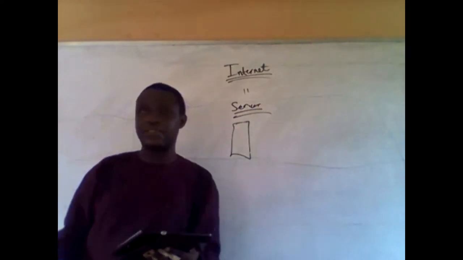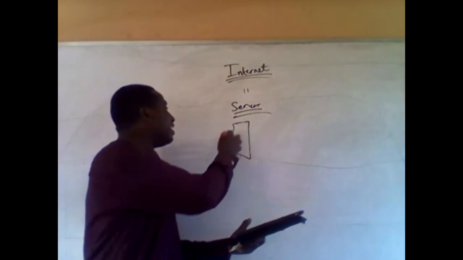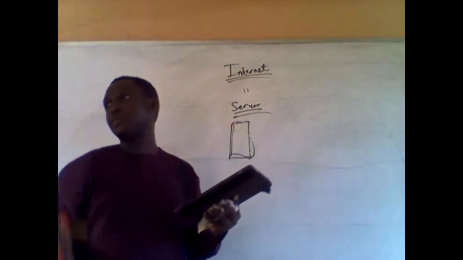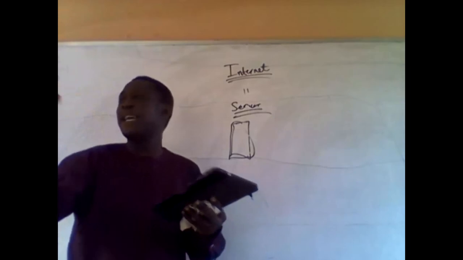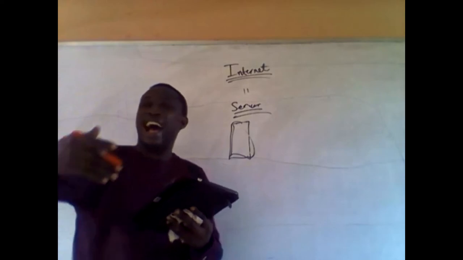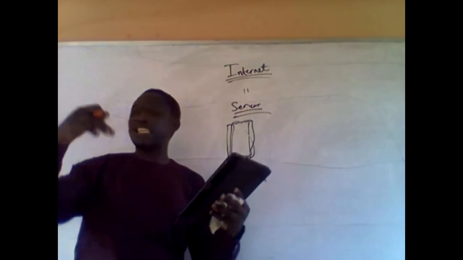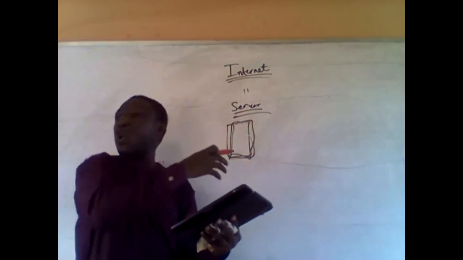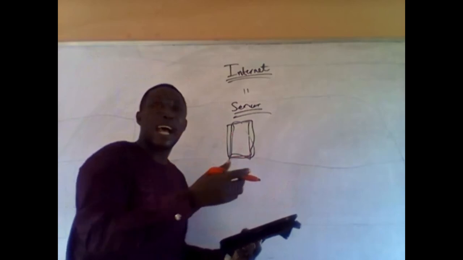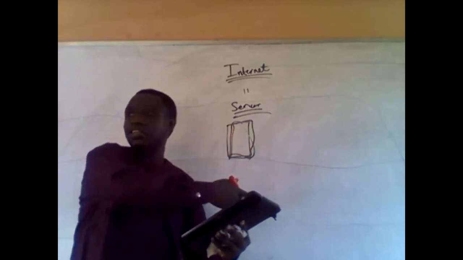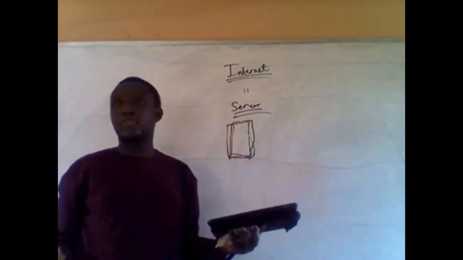Now, every website is stored in a particular computer somewhere. That computer is connected to the internet. So when you type www and the name of the website, behind that domain name lies an IP address, which is the address of the server. So immediately you press enter, the network looks for the server on the network. And immediately when it is found, the website will be displayed from the folder on which it is stored. That's how websites work.